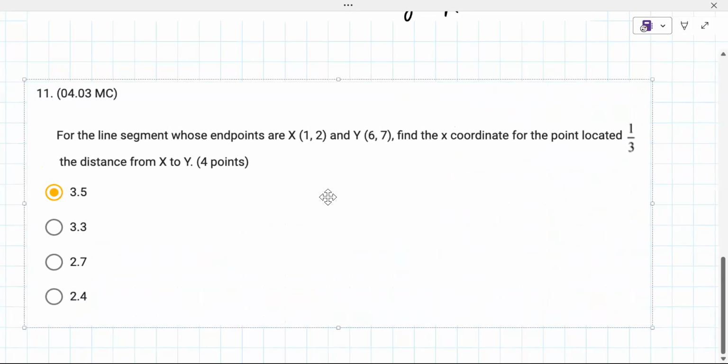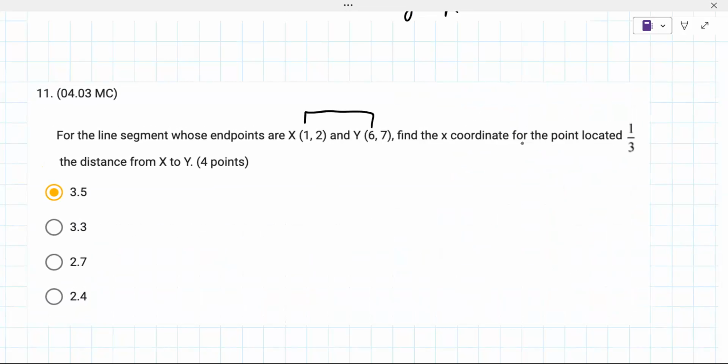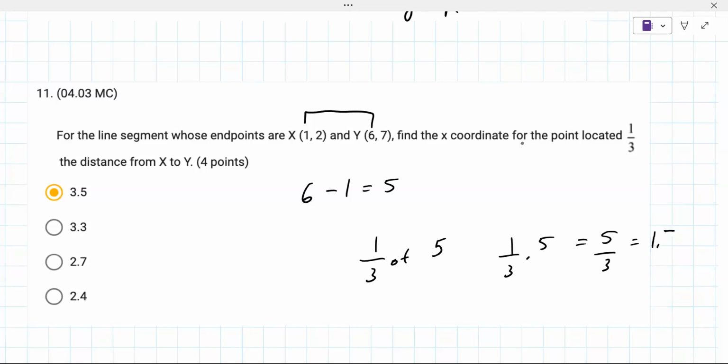Right, so for the line segment whose endpoints are 1, 2, and 6, 7, find the x coordinate for the point located 1/3 the distance from x to y. So the distance of the x coordinate is 6 minus 1, which is 5. And then you're taking a third of that. You're taking 1/3 times 5, which is 5/3, or 1.7-ish. And then you're adding it to the x value. So you're taking the old x value of 1 and adding this new x value. So I get a different result here.